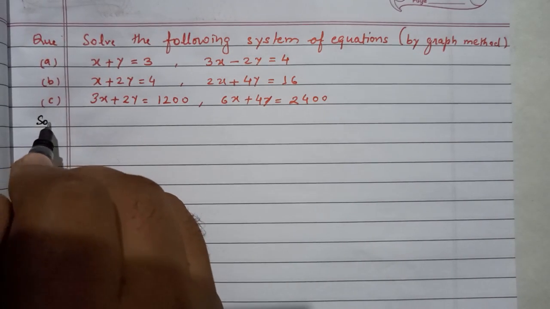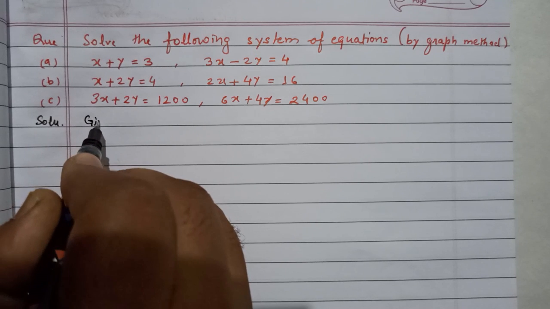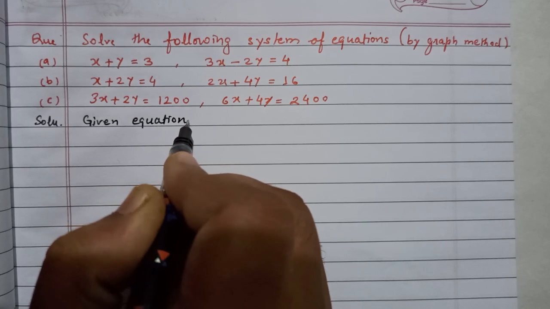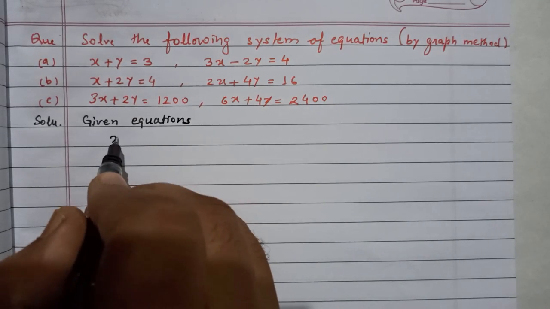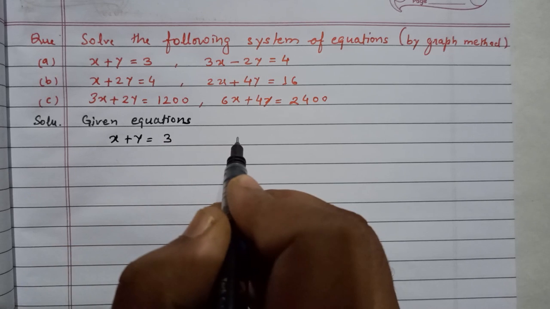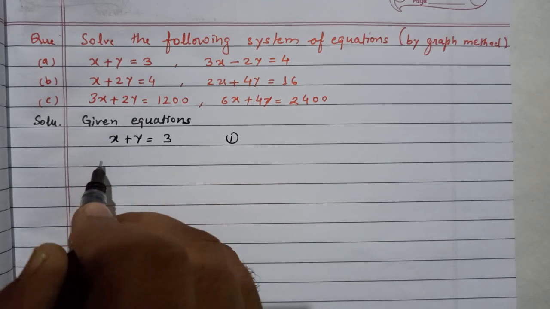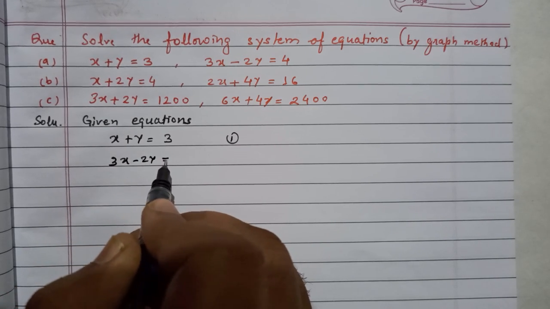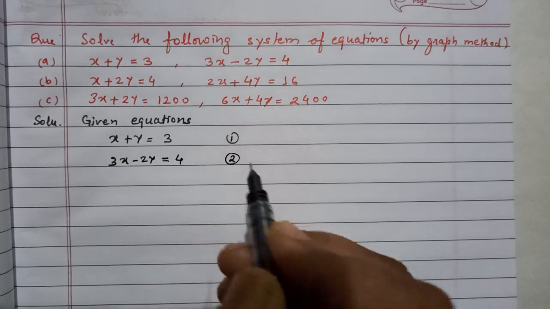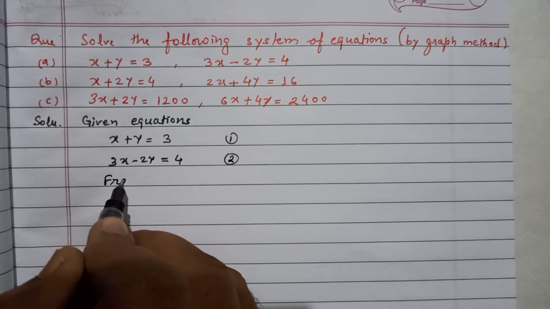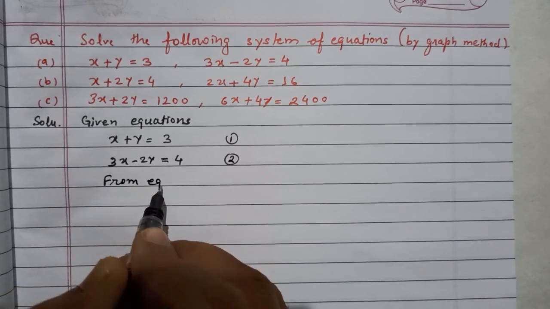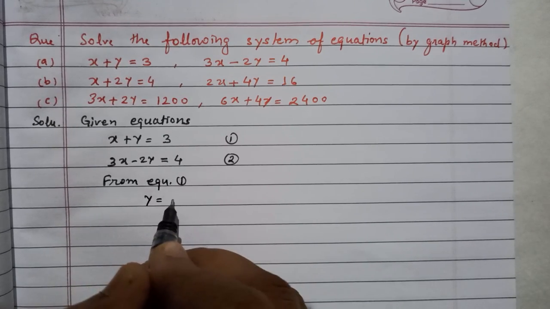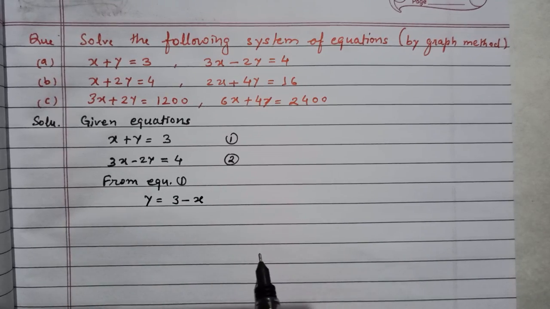Solution A. Given equations: x plus y equals 3, equation number 1, and 3x minus 2y equals 4, equation number 2. From equation 1, y is equal to 3 minus x.